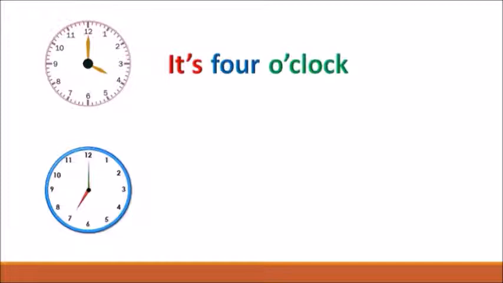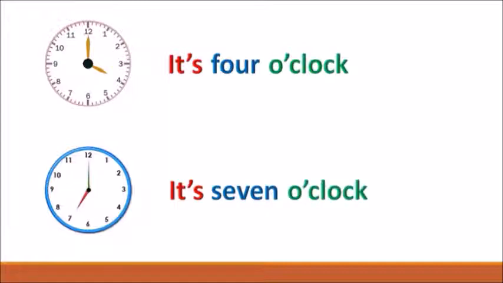And again, we start the sentence with the word it's. Now, look at the hour hand. It's. Very good. It's 7. And the minute hand is pointing at number 12. So, it's 7 o'clock. Remember that if you have questions, you can ask your teacher in the chat.